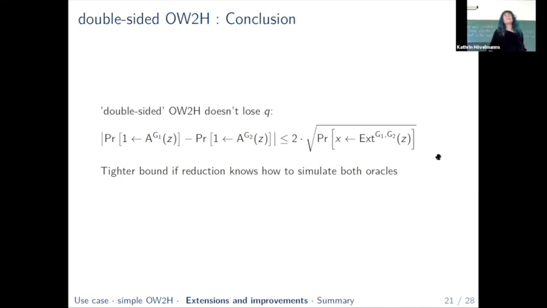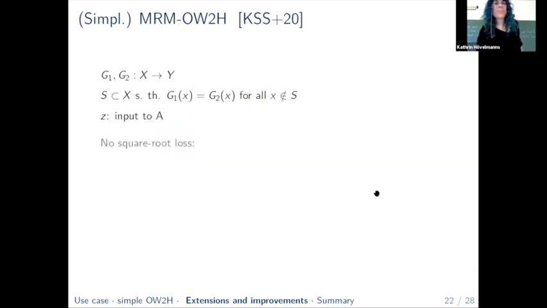So this is how the extractor is defined, and that allows for a tighter bound, but only if the reduction knows how to simulate both oracles, because we will need both oracles during the evaluate and swap unitary. And another extension of one-way-to-hiding was given, and it was called the measure, rewind, measure approach. And I also give it simplified.